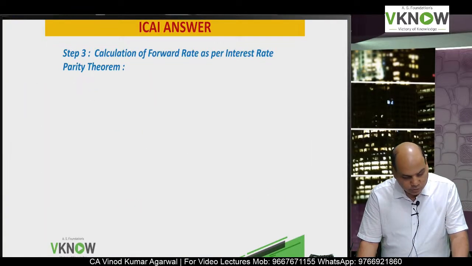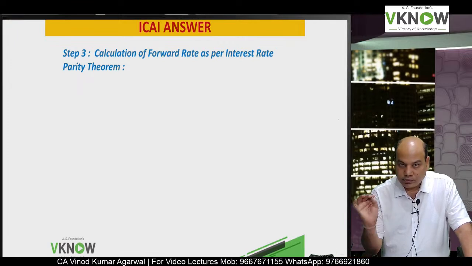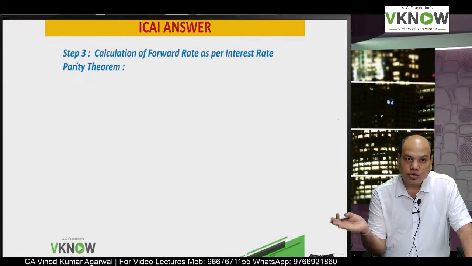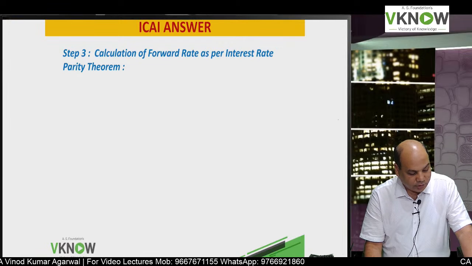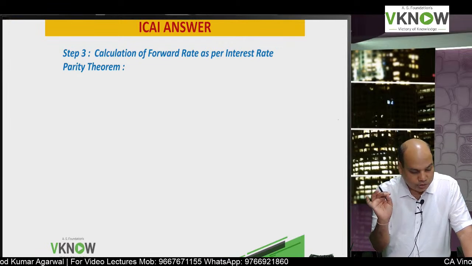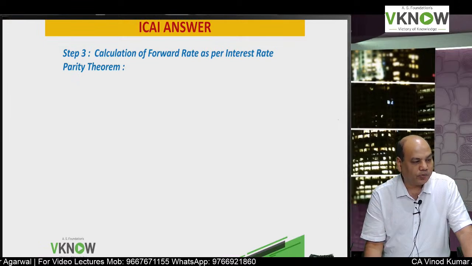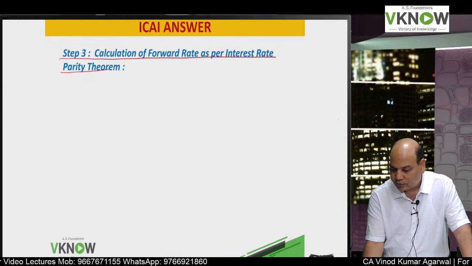The other part of the question is the new part they have added. What you have done up to the previous step 2 was already asked in some earlier exam paper. Now they have added one additional part. Question number 8, second part: advise the company on the forward cover. Should the company take the forward cover?